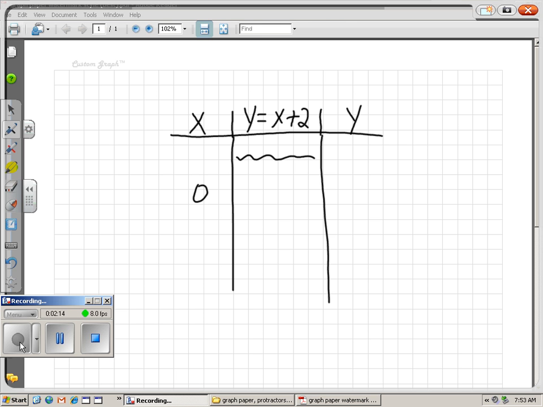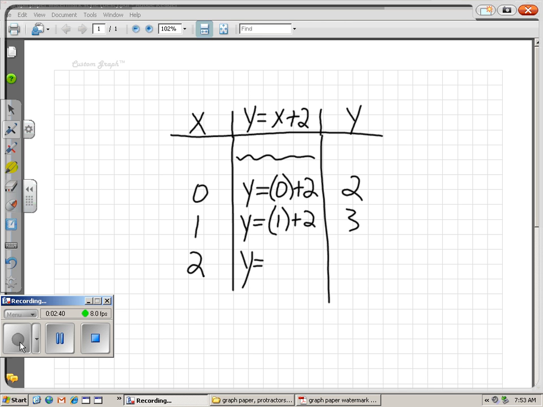So if I pick an x of 0, I'll take the x out and put in the 0, and add 2 to it, and I get my 2 for y, and so on. My 1, my scratch work would look like this. I'd take the x out, put in a 1, add the 2 to it, and get 3, and so on.